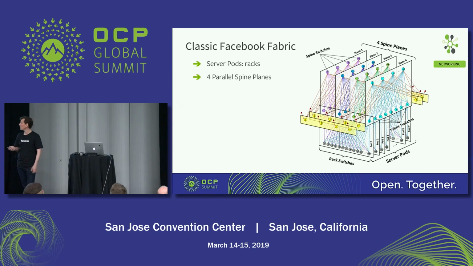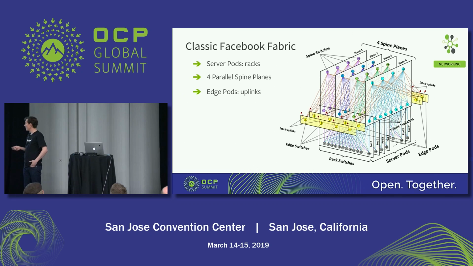It's a multi-tier topology. There are special pods, which we call edge pods. They connect to spine in the same exact fashion as the server pods do. But instead of racks, they contain uplinks to other fabrics in the region, to our other data center regions, and outside world.